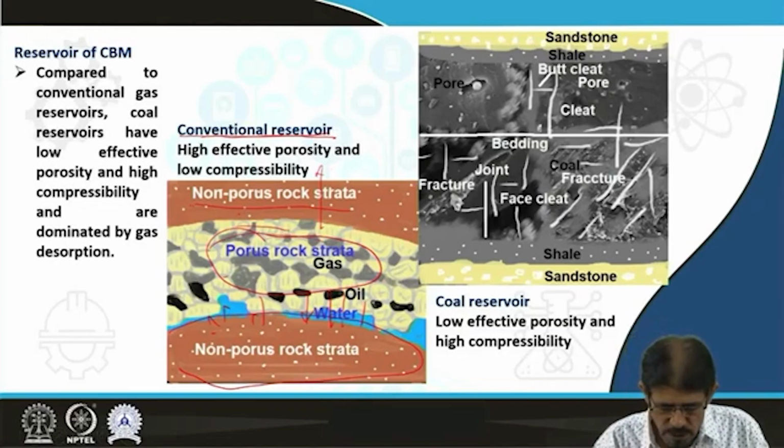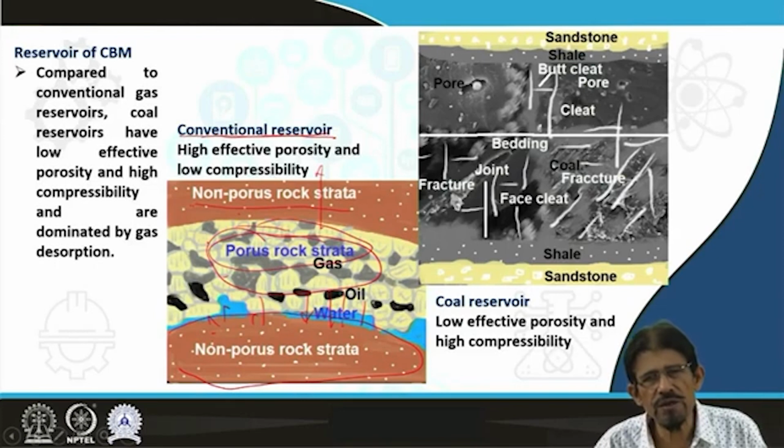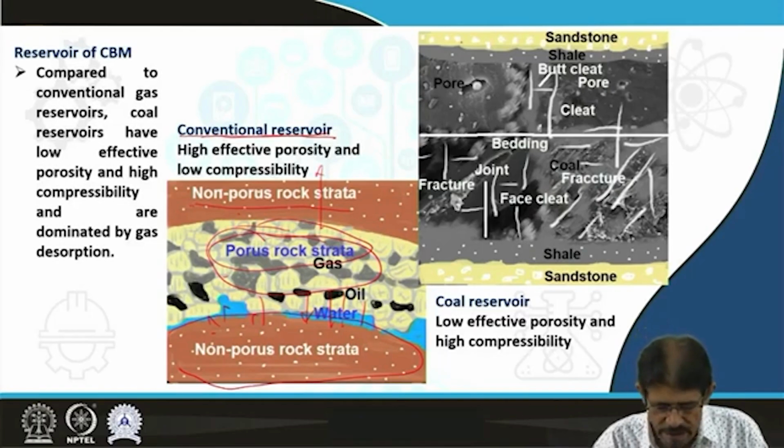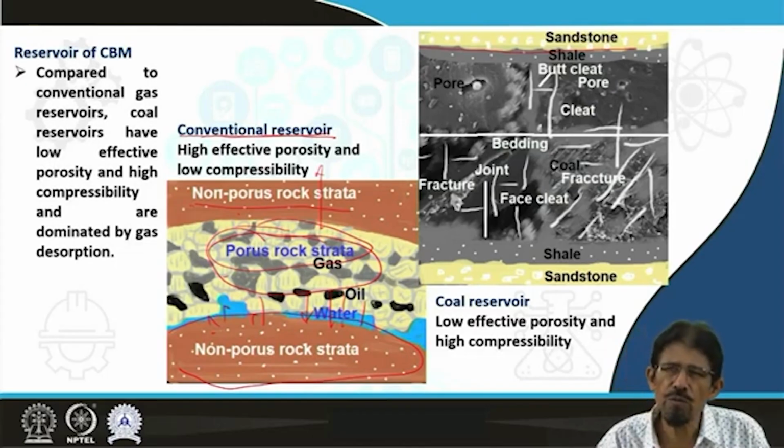Here the porous rock strata is considered the reservoir, which is going to hold all the water or gas in a conventional reservoir. However, in the case of a coal reservoir, as we have already discussed, it has a dual porosity and permeability concept, due to the presence of cleats, pores, joints, fractures, cracks, etc.